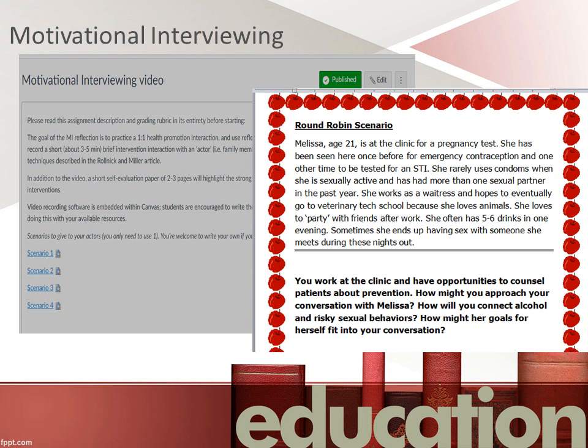Inside of Canvas, if you have any problems with how to record a video or how to upload a video, in your left-hand toolbar, there is a Canvas Help tab. Click on that tab, go to Canvas Guides, and choose the student one, and then look at how to upload a video or how to record a video in Canvas, and it'll help you. If you have any questions or any problems with this assignment, please make sure you're contacting me. I can help you through it.